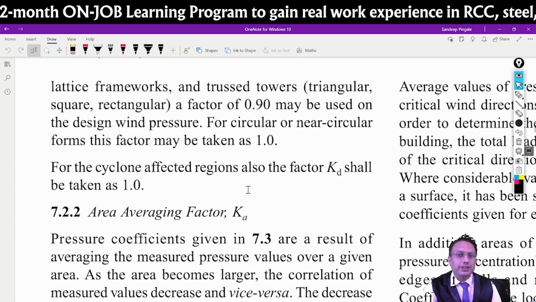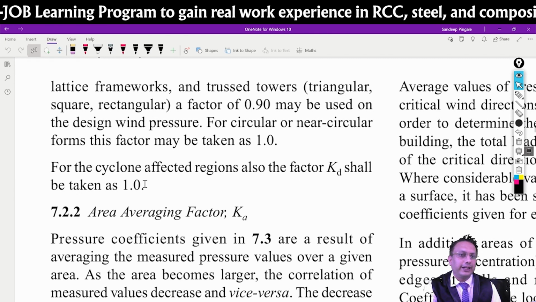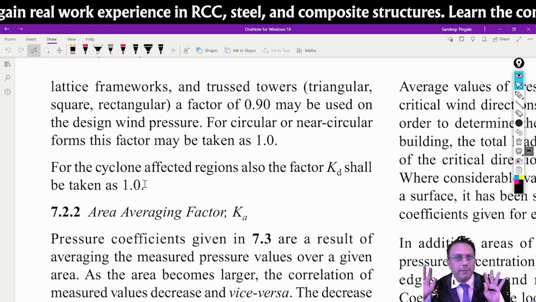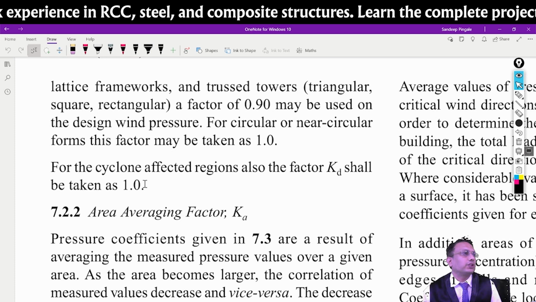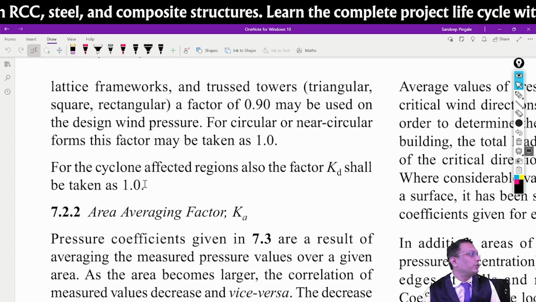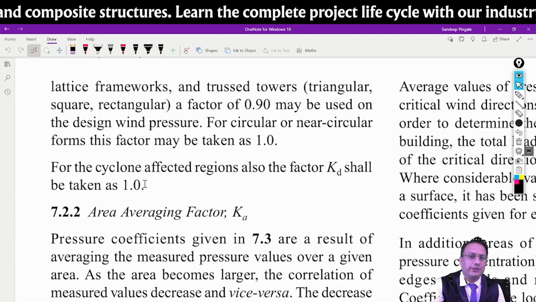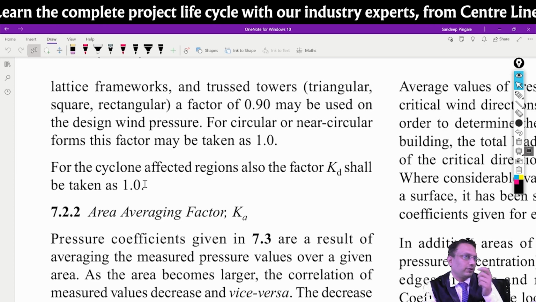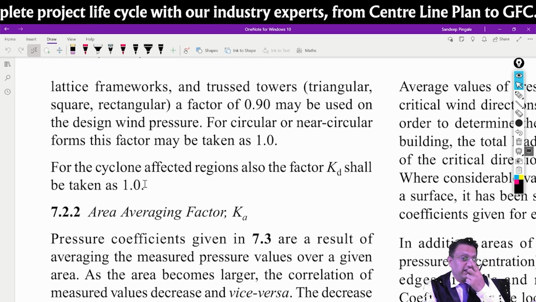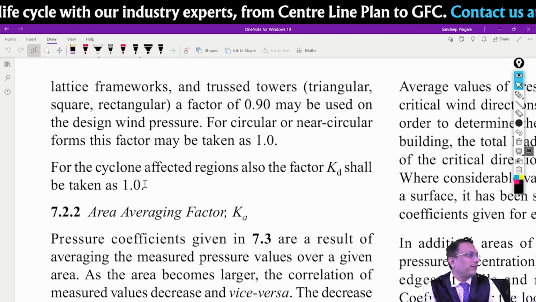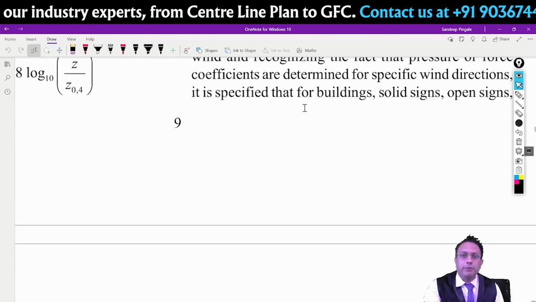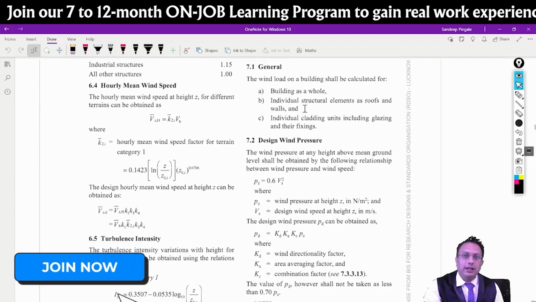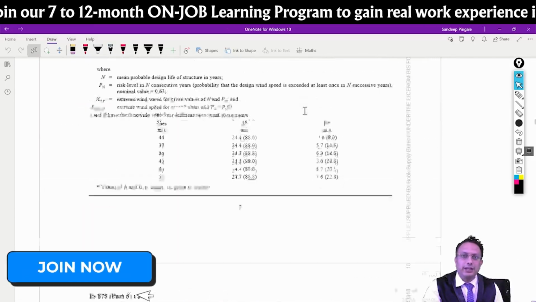In cyclone effect regions, the factor Kd shall be taken as 1. So if it is a cyclone, it means very high wind pressures are coming in a particular direction. At that time only you can take the Kd as 1. Otherwise, you can reduce that by 10 percent to 0.9. So in most of the cases, that's why, if you remember, I asked 0.9, 0.9, 0.9. In certain cases, I think it is 0.875 something, or 0.865. So based on that, we will calculate Pz as 0.6 Vz square and all other parameters.